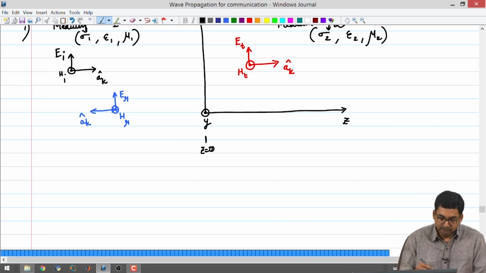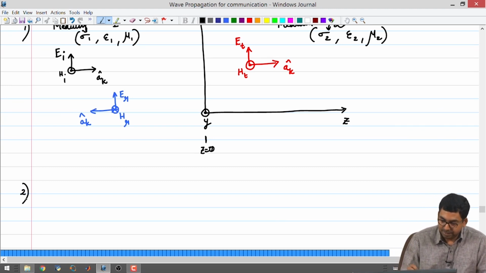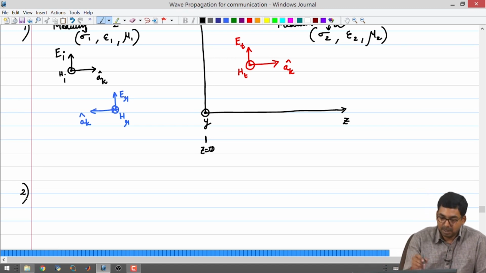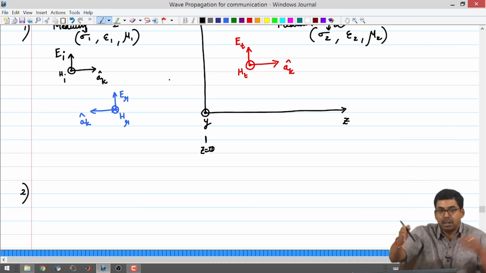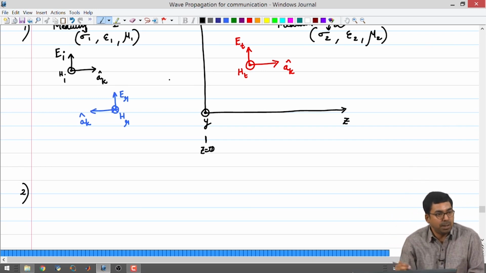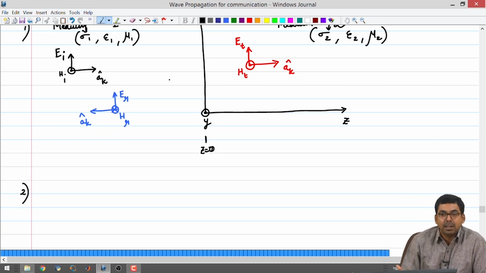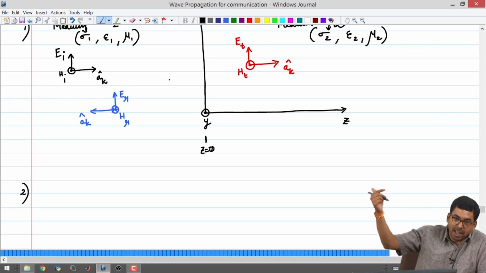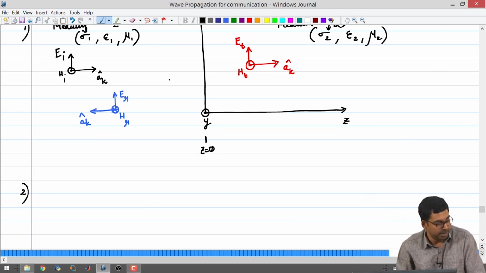So, we can start with the expressions for the electric field. Since our coordinate system is very wisely chosen, this is known as normal incidence. The interface is like this and your wave is hitting in this way, so the angle of incidence is equal to 0. Normal incidence means that the angle of incidence is 0, because you have to draw a normal from the interface and measure the angle between the normal and your direction of propagation. So, normal incidence.